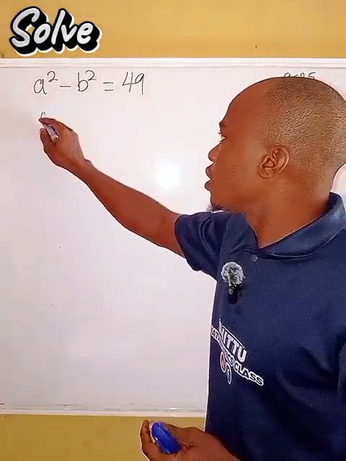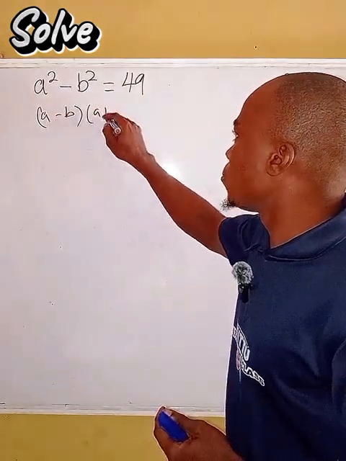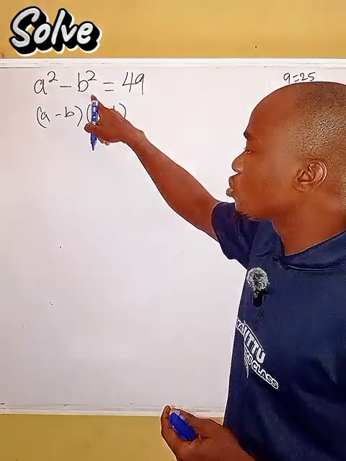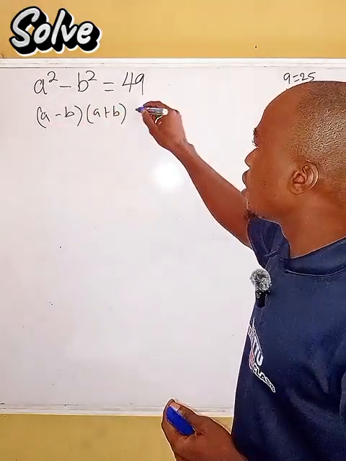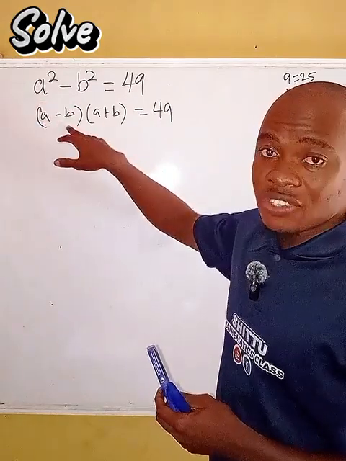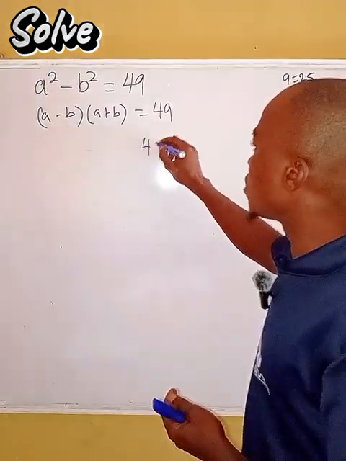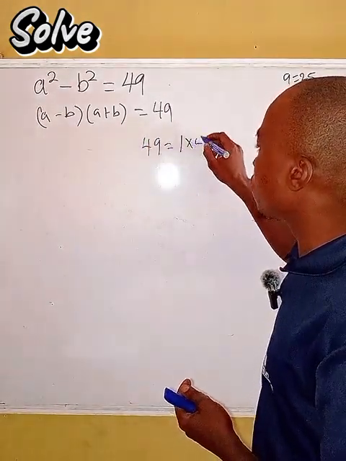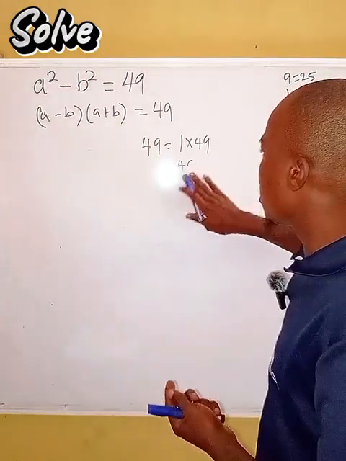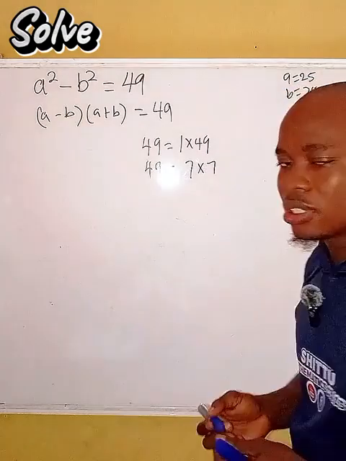So here we're going to have a minus b, a plus b. That is from the difference of two squares, because when you have difference of two squares, this will happen, then equals 49. Now, the same way I factor this left hand side, I want to factor this right hand side, 49. So 49 can be factored as 1 times 49, or 49 times 1. You see the same thing. Then you can have 49 equals 7 times 7, right?